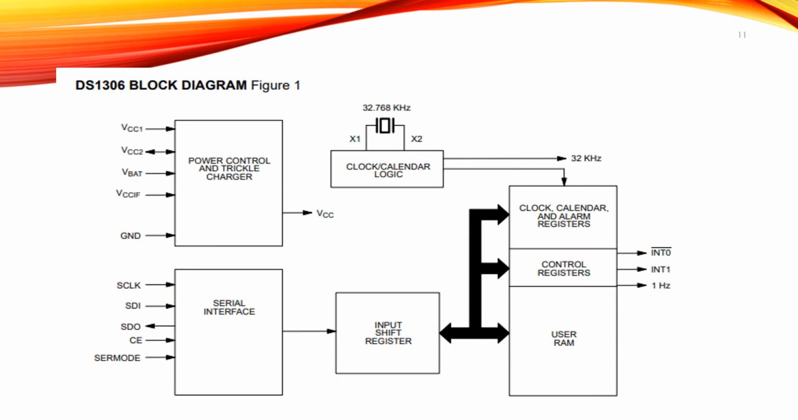As far as the connections are concerned, there is a simplified block diagram. It has the clock, calendar, logic, then the input shift register, and from that there are the clock, calendar, and alarm registers, control register, and user RAM. And from the control register there are 3 signals: INT 0, INT 1, and 1 Hertz. And from the clock, calendar, logic we are giving 32 kilohertz and simultaneously the clock frequency.